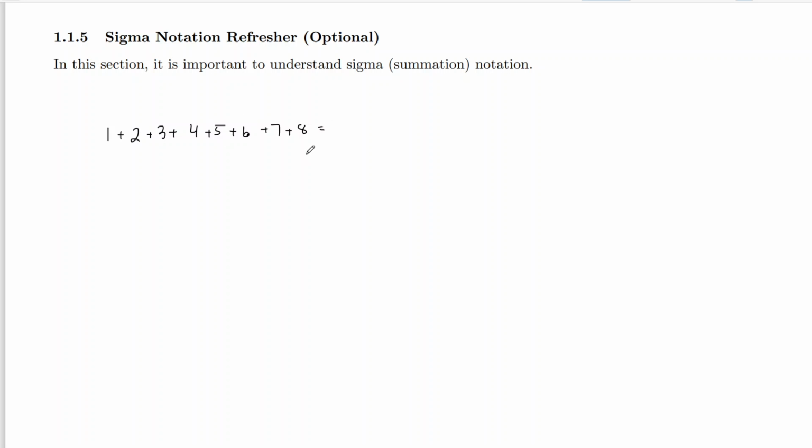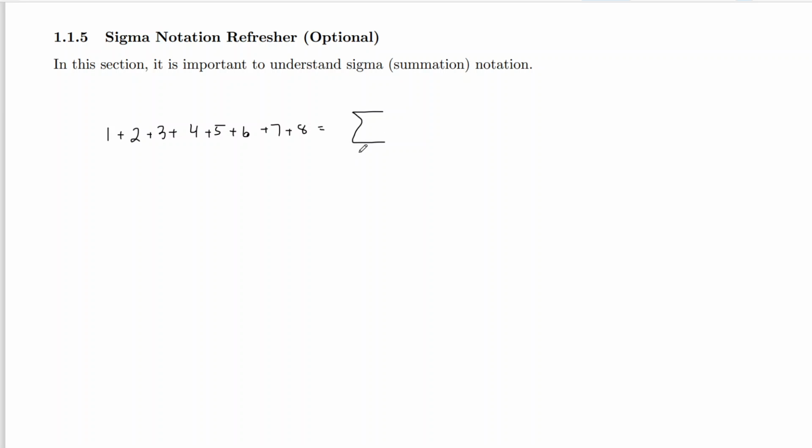And what if you were posed with the question, I want to add up 1 to 100 like this? So I want to go all the way to 100 or 1,000. Well, I'm not going to write on your paper 1 plus 2 plus 3 all the way up to 100. I'm going to use what is called sigma notation.